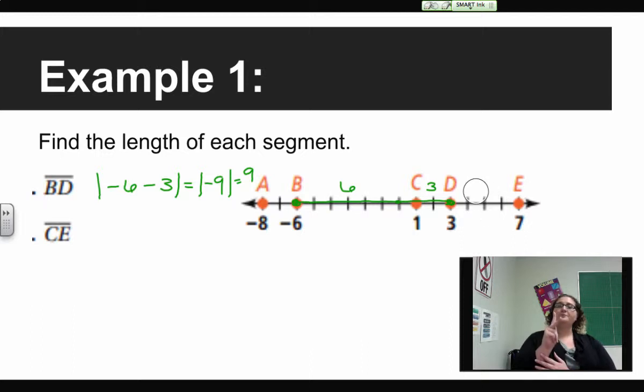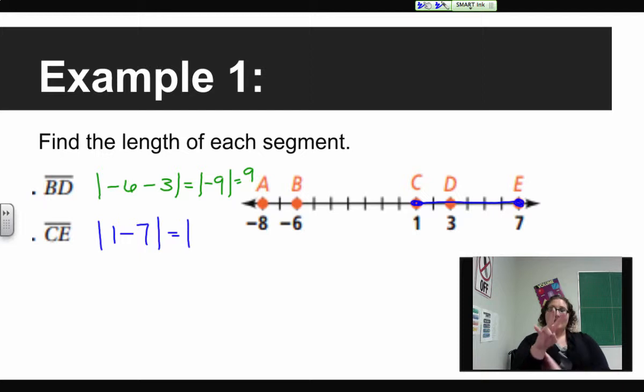Okay, now we're looking at the segment length of CE, from C to E. Most of us can realize that from 1 to 7 is 6 units, but if we had to show our work, we'd say the absolute value of 1 minus 7 is the absolute value of -6, which is 6. And you could reverse these. If I'd said 3 minus -6, I'd have the absolute value of 9, which also gives me 9. On the second one, I could have said 7 minus 1, which is 6, so the absolute value of 6 is also 6. So the order doesn't matter.